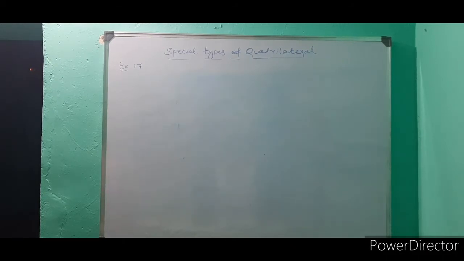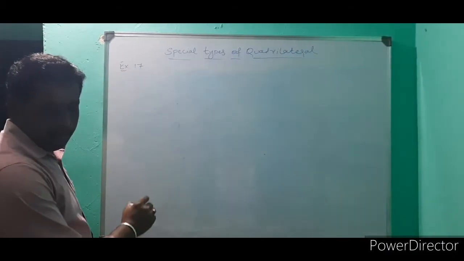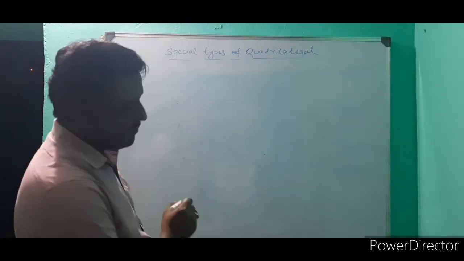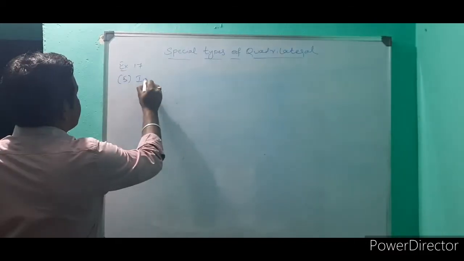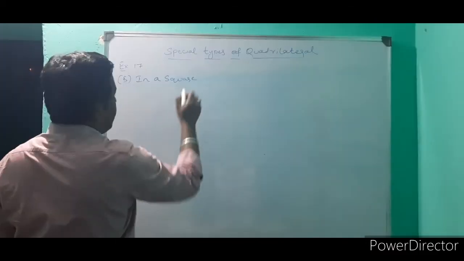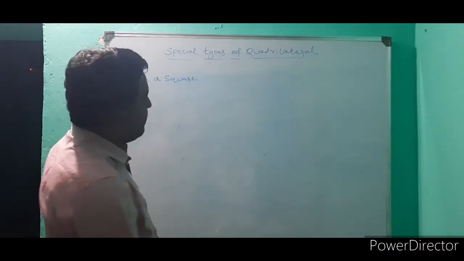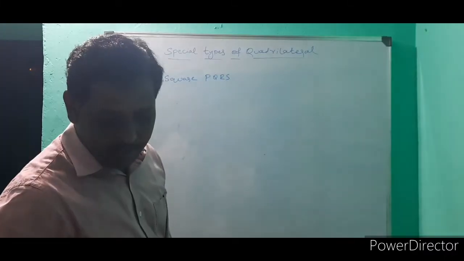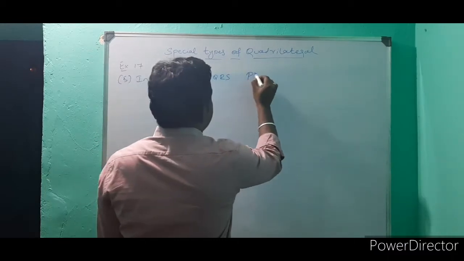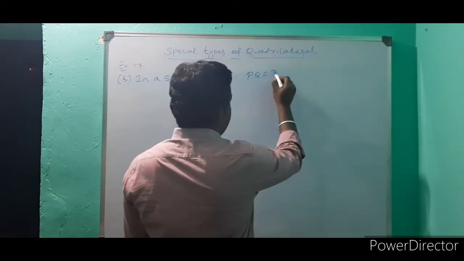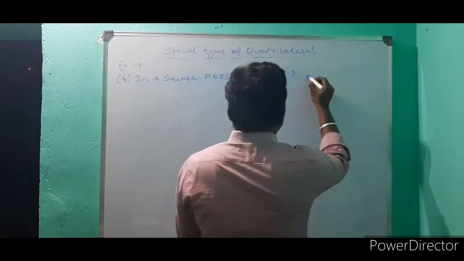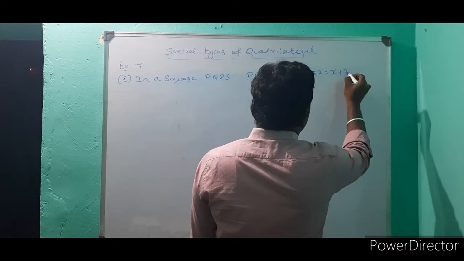Next problem, the fifth one. In a square PQRS, PQ is equal to 3x minus 7 and QR is equal to x plus 3.